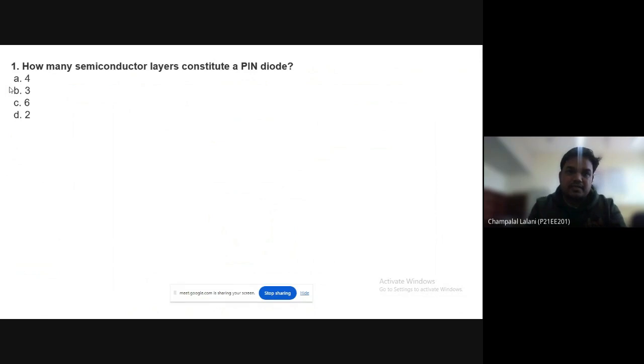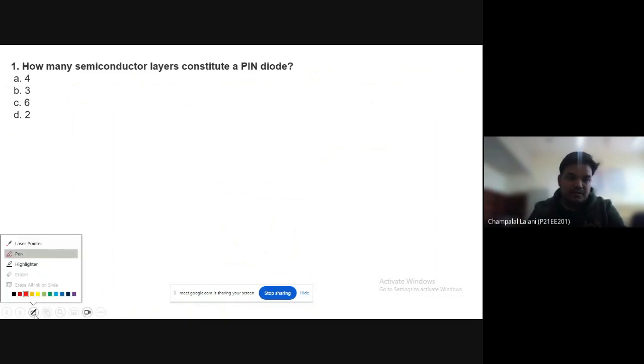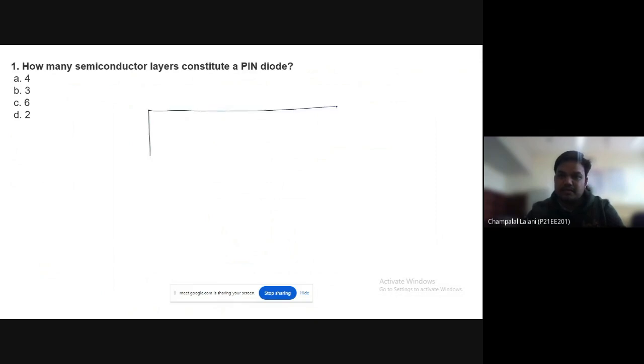You all can answer the questions. First, a very simple question: how many semiconductor layers constitute a pin diode? Yeah, three is the correct answer. If you can recall, the structure of the pin diode is something like this. Here you have P, and this is N. This is the intrinsic layer.